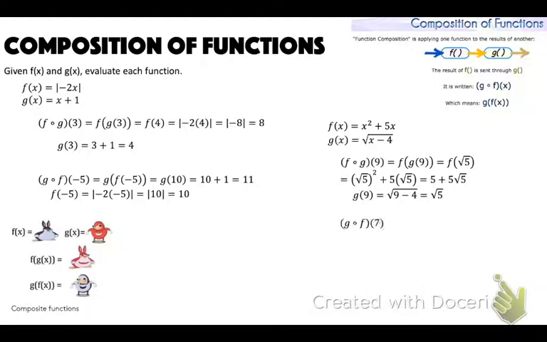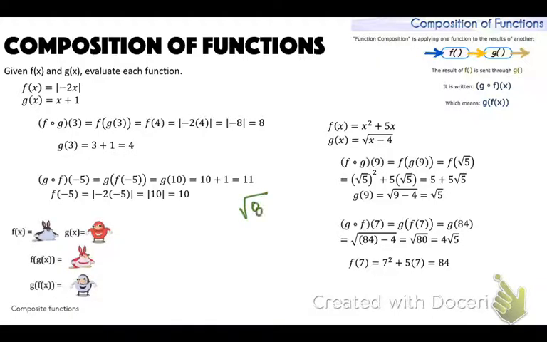Okay. This one, so g of f of 7. So that means I'm going to do g of f of 7. So I'm going to plug 7 into the f function, and I get 7 squared plus 5 times 7, which is 84. And then I'm going to plug that into the g function. So g of 84 would be the square root of 84 minus 4, which is the square root of 80. If you break that down, it'd be 4 square roots of 5. If you leave it at the square root of 80, that's okay.